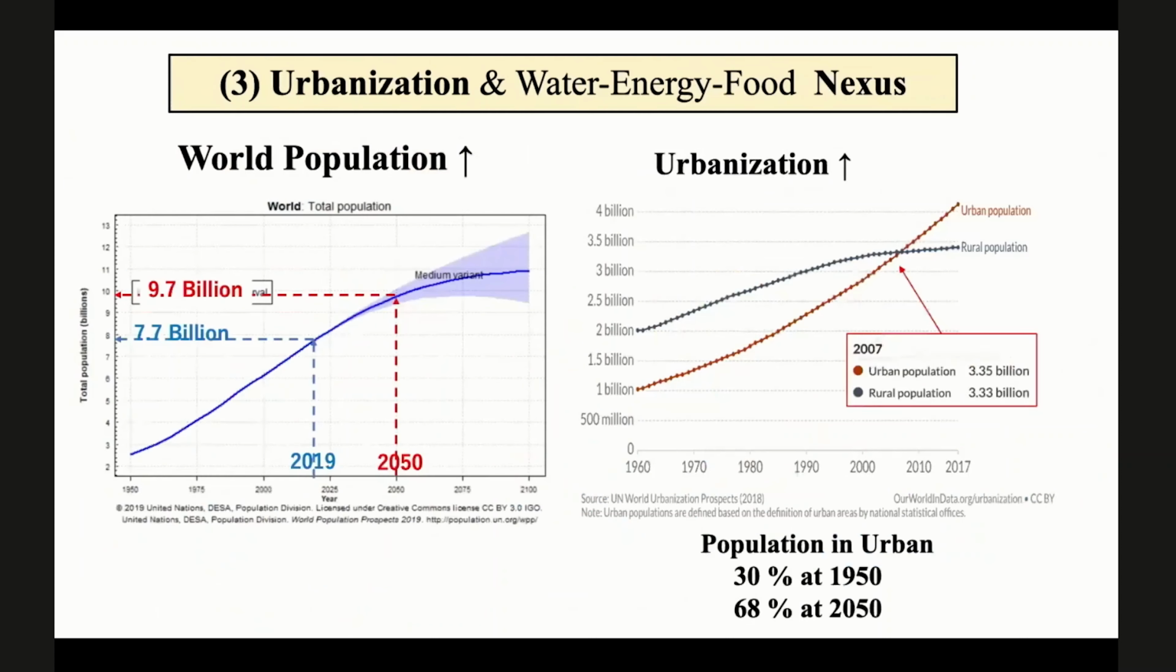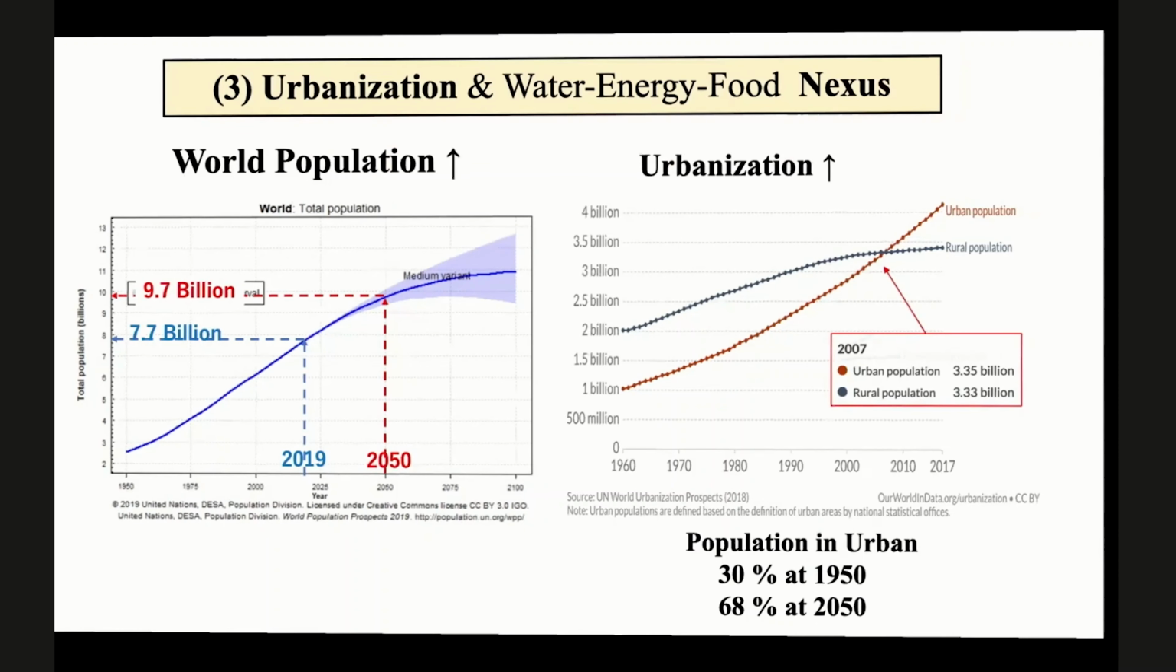The third issue is urbanization and the groundwater-energy-food nexus. As you know, the world population is more than 7 billion now, but will be more than 9 billion by 2050. Also urbanization increases: it was 30% in 1950, but it will be 68% in 2050. So this is the third issue of groundwater and other environmental issues.